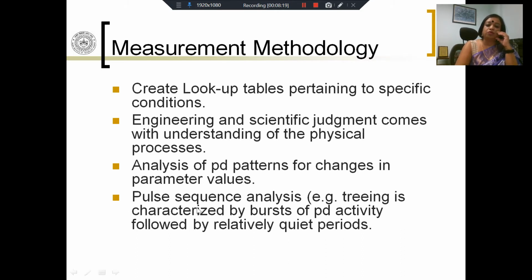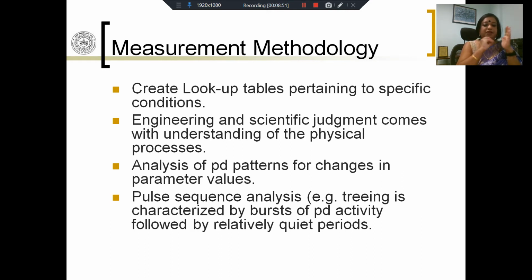You might also want to do a pulse sequence analysis. What I mean by pulse sequence analysis is, what is the nature of the PD? To give you an example, let's say you see a lot of PD activity for a large number of cycles, very large PD magnitude, very busy phi-q-n patterns, and then suddenly you see that nothing is happening. There is a very long quiet or quiescent period. And then again after some time, let's say after 2 hours, you again see brisk PD activity.